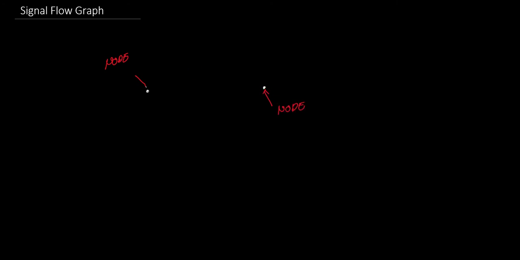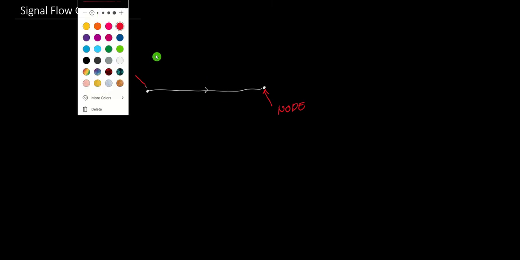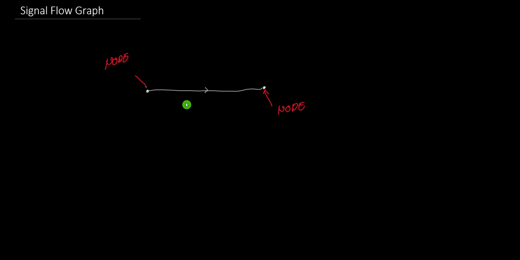Then in between them, the transmission between them is an arrow. This one is called the branch. And branches are transfer functions.